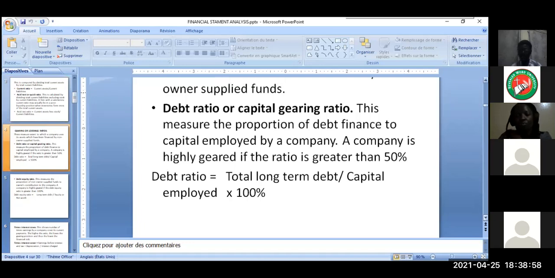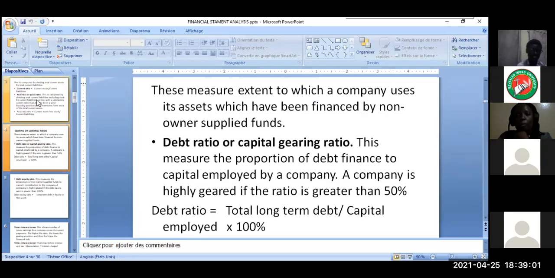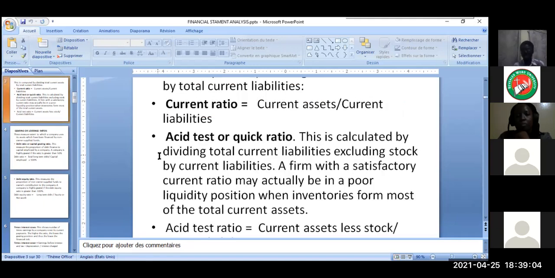Suppose we had some figures in our balance sheet, that current assets equals, for example, the value of 2,000. And current liabilities, let's take an example of 1,500. So it means that the current ratio will be equal to 2,000 over 1,500, isn't it? So it becomes even very easy to calculate.